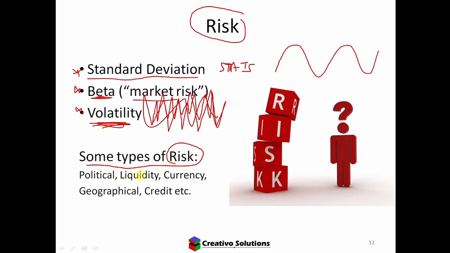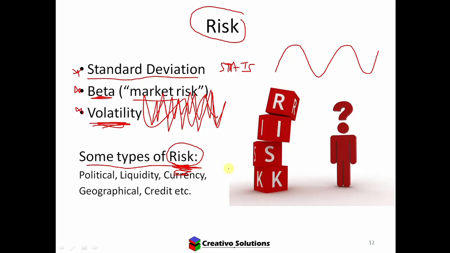So there are different types of risks that you could get: political risk, liquidity risk, currency risk, geographical risk, credit risk. There are so many different types of risks out there. Foreign exchange risk, unemployment risk, recession risk. Any risk could be categorized in different categories. Any risk could be identified, which is uncertainty. We don't know what's going to happen. And if we don't know what's going to happen, we don't know what the consequences are going to be on our business if something like that should happen.